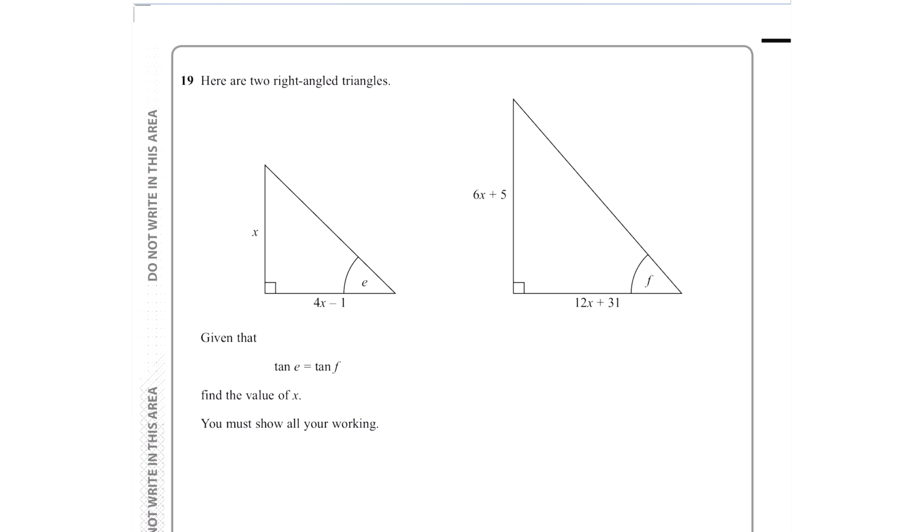Here are two right-angled triangles. Given that tan E is equal to tan F, find the value of x. So hopefully you've straight away started to think about tan, opposite over adjacent. So if I label these, that's opposite, hypotenuse, adjacent, opposite, hypotenuse, adjacent.